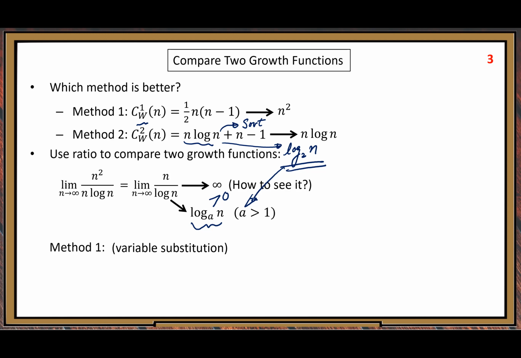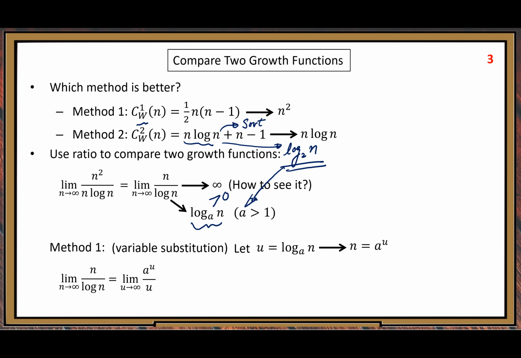substitution. Because the log, we feel we cannot see log clearly. We want to avoid that log. So we do variable substitution. We introduce a new variable called u. u equals that log function, log base a of n. With this substitution, n equals a to the u. Then our original limit, we switch to new variable u, it becomes a to the u over u.